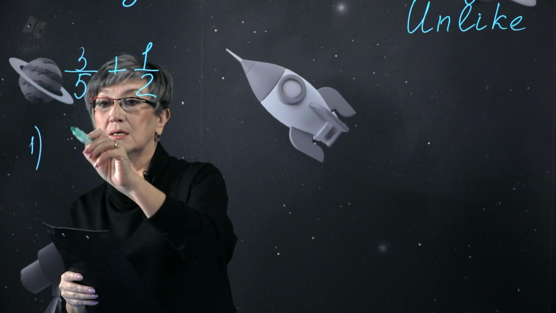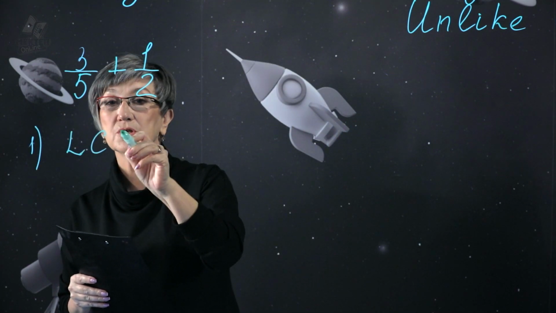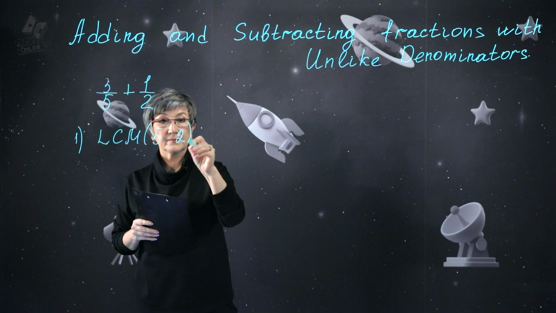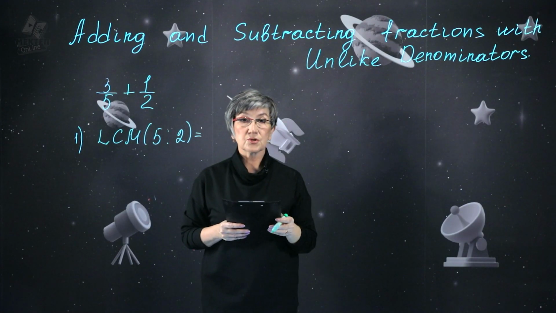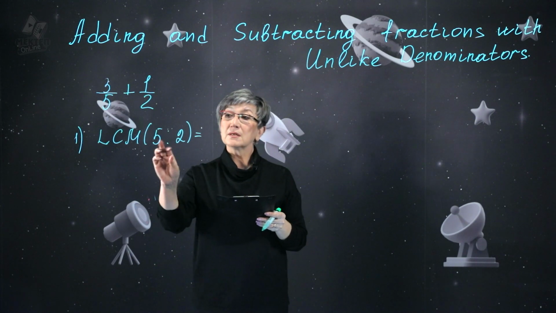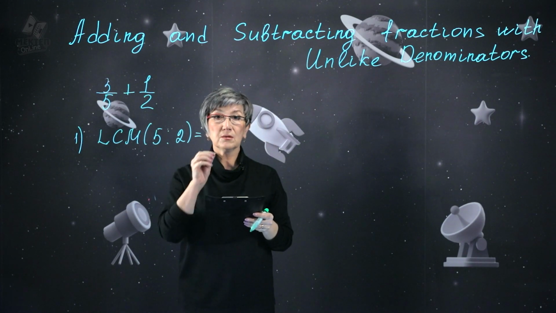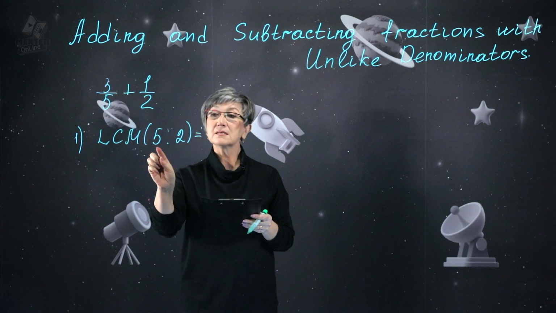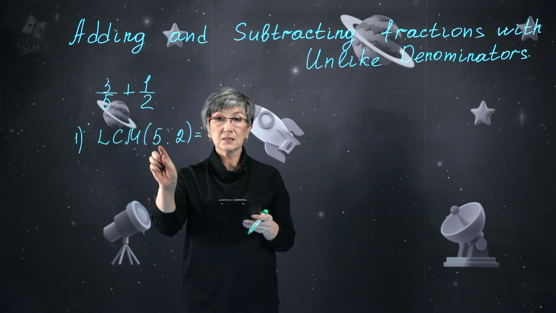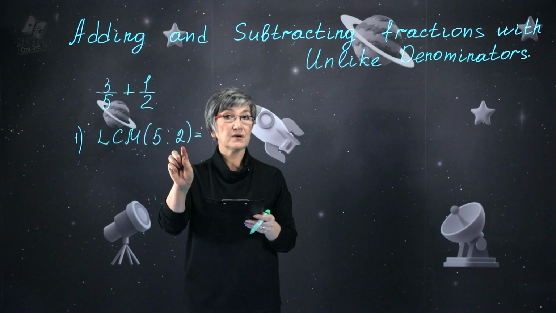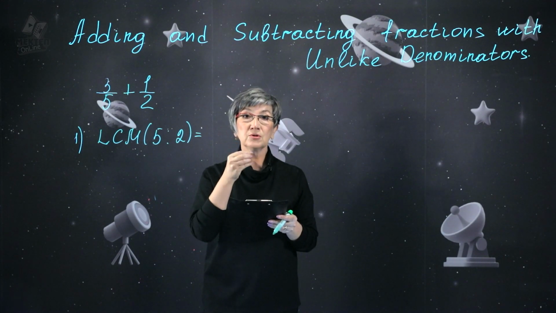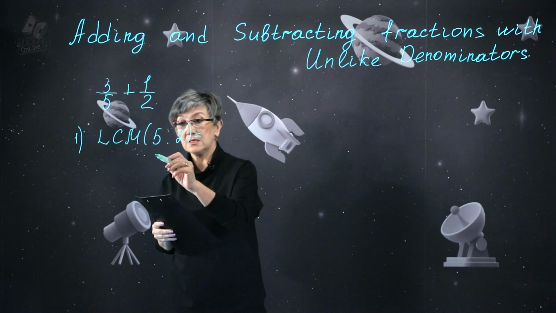What is the first step? We need to determine the least common multiple of both 5 and 2. What number would that be? What do you and I do? We choose the larger of these numbers, that's 5, and we check. Is 5 divisible by 5? Yes, it's divisible by 5. Is 5 divisible by 2? No, it doesn't. Then what? I multiply 5 by 2 and I get 10.